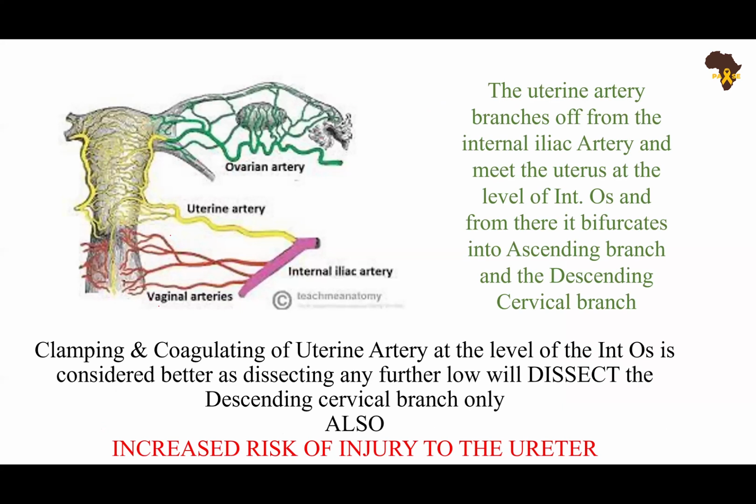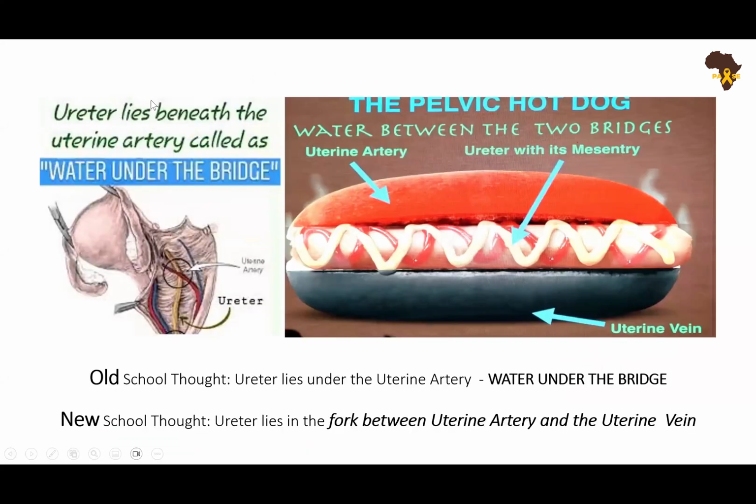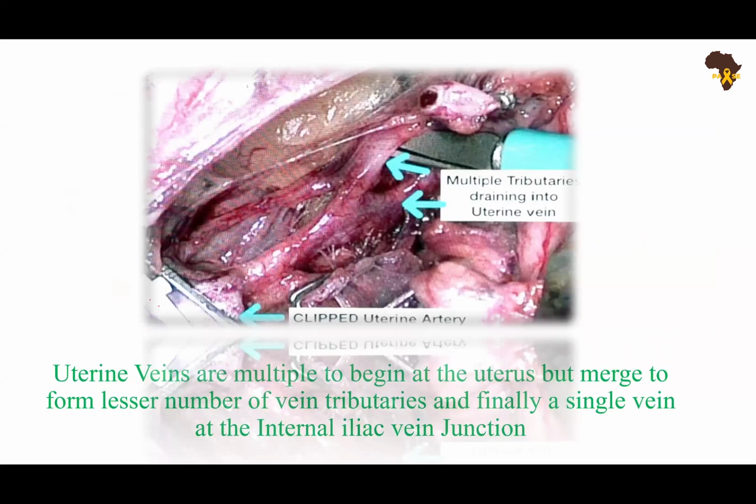So that is the older knowledge. Water under the bridge, the ureter lies beneath the artery. That is true even today. But more important is where the water is lying between two bridges: the bridge of the artery in front, the bridge of the vein below, and this ureter with its mesentery in between the two. It is also important to know that these uterine veins are multiple. They are multiple tributaries that drain and come towards one to finally become one vein that joins into the internal iliac vein.